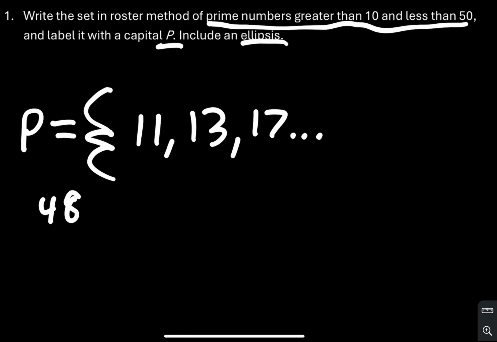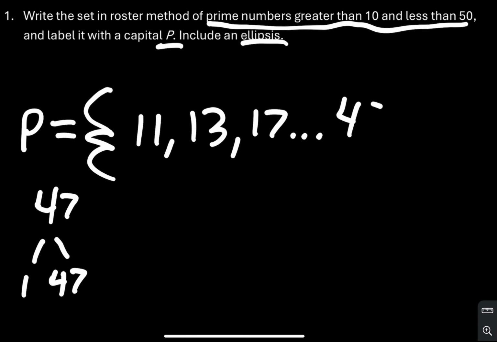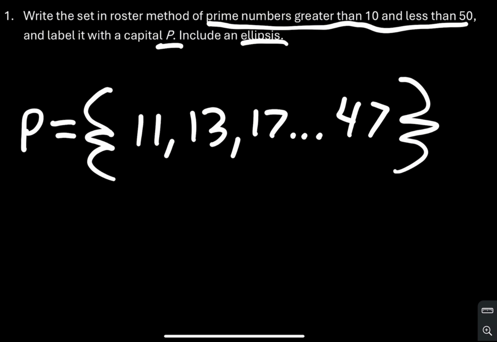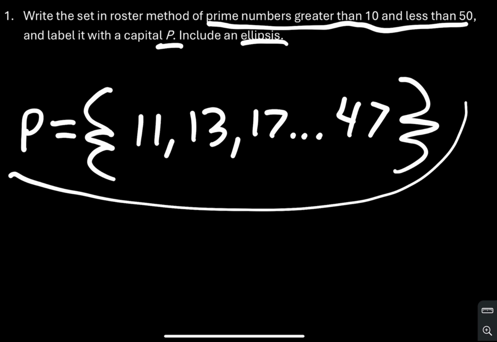Next we have 48. So we have 1 and the number itself. But 48 you can factor into 2 times 24. So 48 is not a prime number. Our next number is going to be 47, which, we have 1 and the number itself, which is 47, and we can't factor out 47 anymore. So 47 is going to be our last number in our set. And then we close our set. So that's going to be your answer.